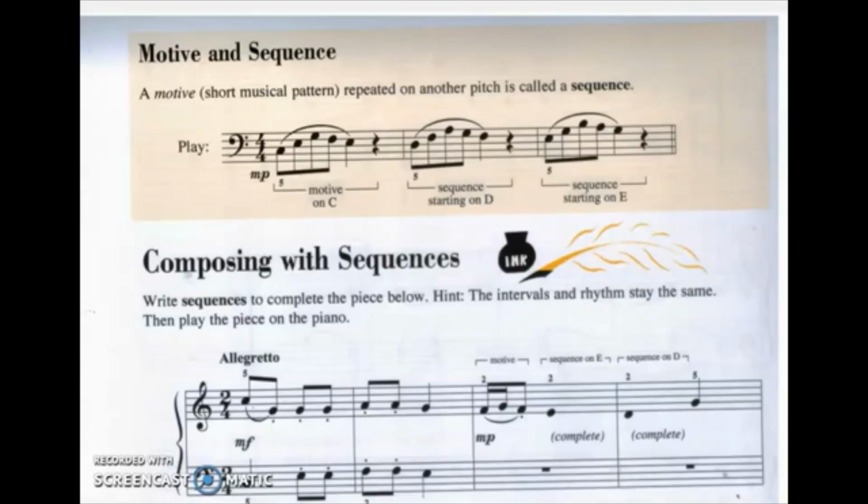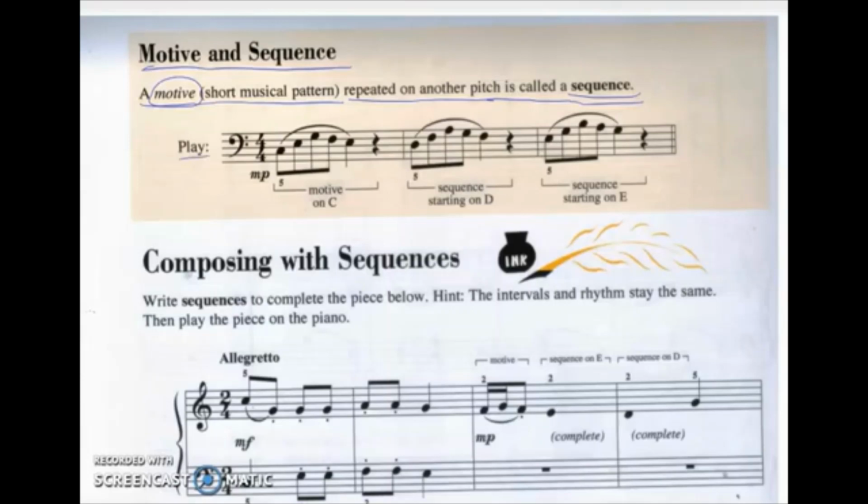So today we are going to talk about motive and sequence in Piano Adventures, Theory Book Level 4, page 10. So what is a motive? Here's the definition. A motive is a short musical pattern. A motive repeated on another pitch is called a sequence. Okay, so let's take an example here.